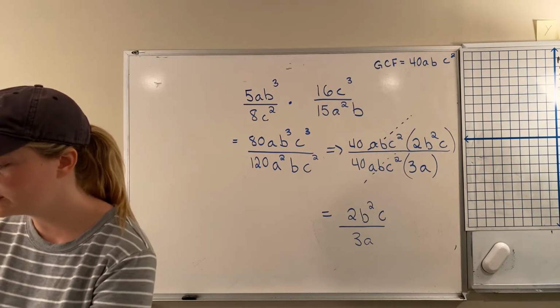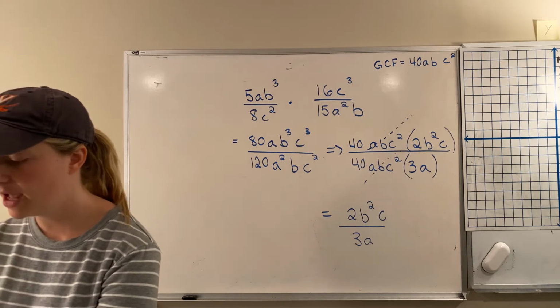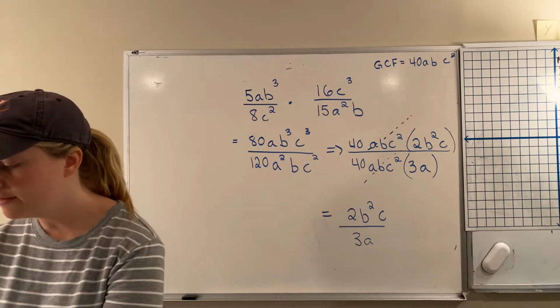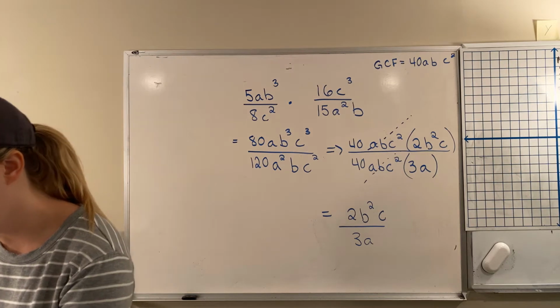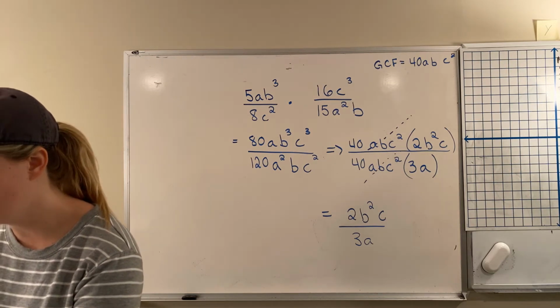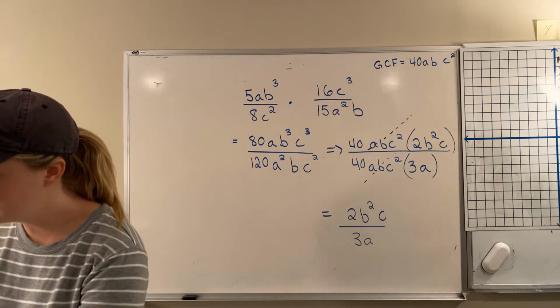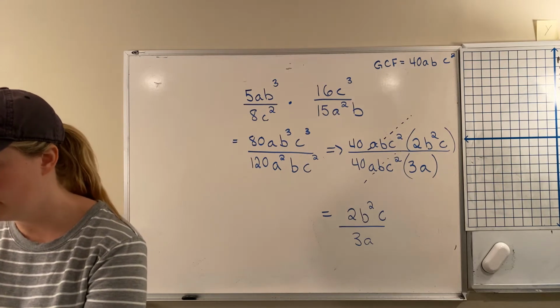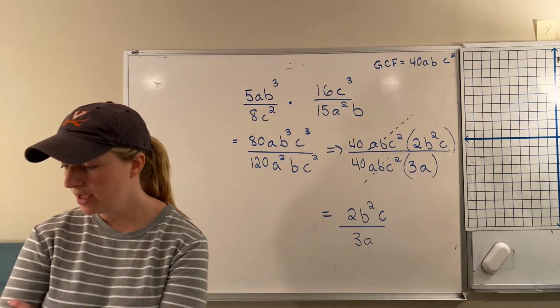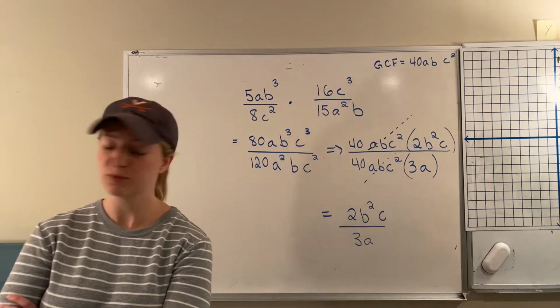Example 1, expressions involving monomials. A. Find 5ab cubed over 8c squared times 16c cubed over 15a squared b. And then they tell you there are two methods for solving these problems.